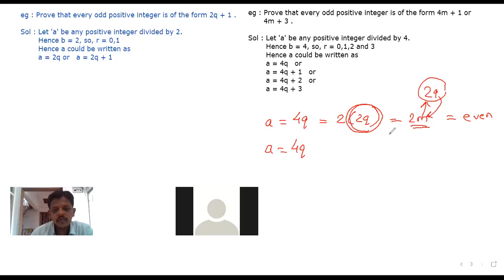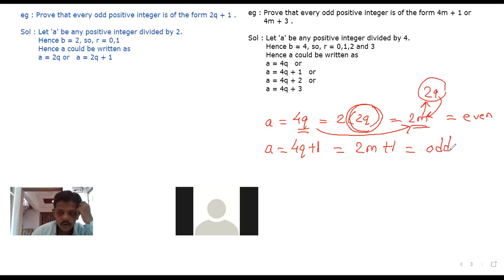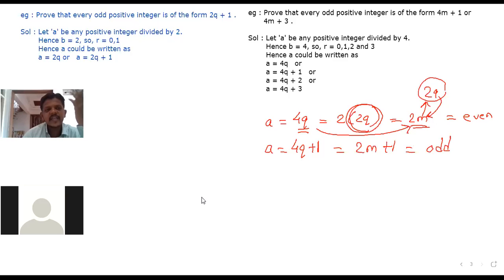a is equal to 4q plus 1. 4q is of which form? 2m. Just now we have seen 2m. So 4q plus 1 would be 2m plus 1. And 2m is an even number. Any even plus 1 will be odd. Take any number: 64 plus 1 is 65, which is odd. 100 plus 1 is 101, which is odd. So even plus 1 is always odd.